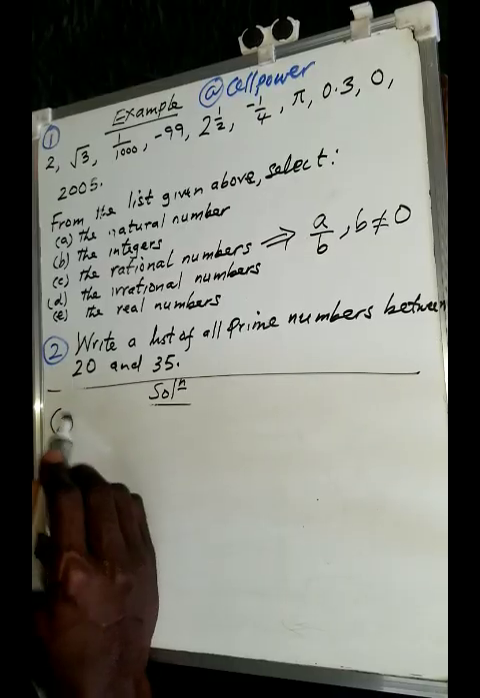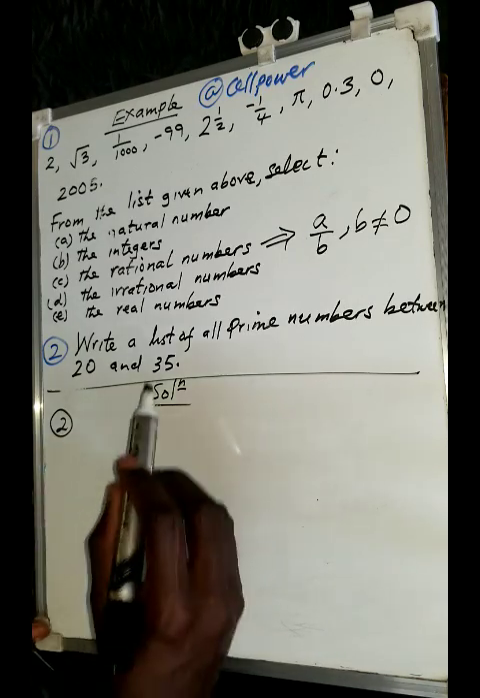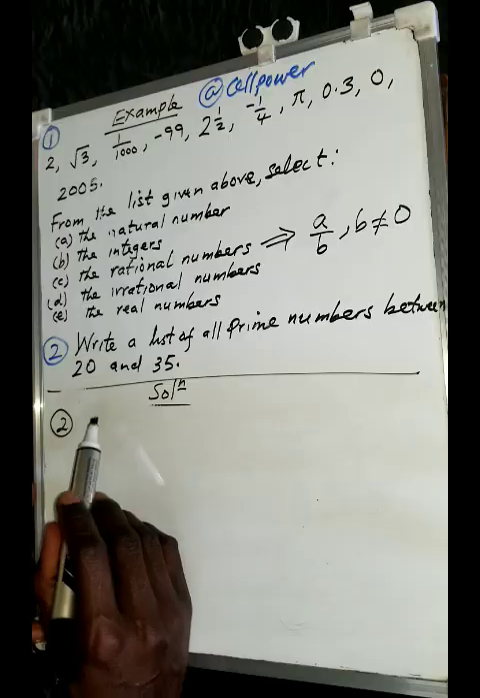Okay, question number 2 says write a list of all prime numbers between 20 and 35. Did you understand what we said prime numbers are? When we talk about prime numbers, we said it is a number that has only 2 factors, itself and 1. Those are what we simply call prime numbers. So what are the prime numbers between 20 and 35?